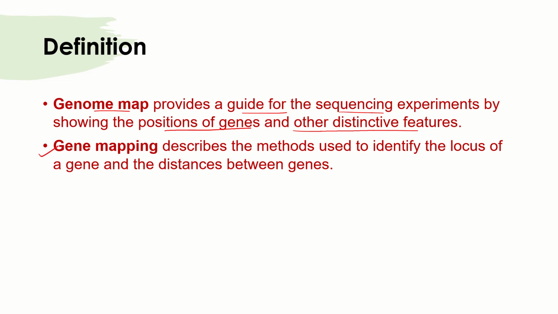Then comes gene mapping. Gene mapping describes the methods used to identify the locus of the gene and the distances between the genes. Now, this is a smaller parameter as compared to the genome map, because here I am concerned about the mapping of a gene. For example, if I want to study some gene A in a genome, then where is it located, what is the locus of that gene, what is the distance of that gene from other genes. That will all be studied under gene mapping. So this is not about the whole genome, and you can say this is a smaller parameter as compared to the genome map.